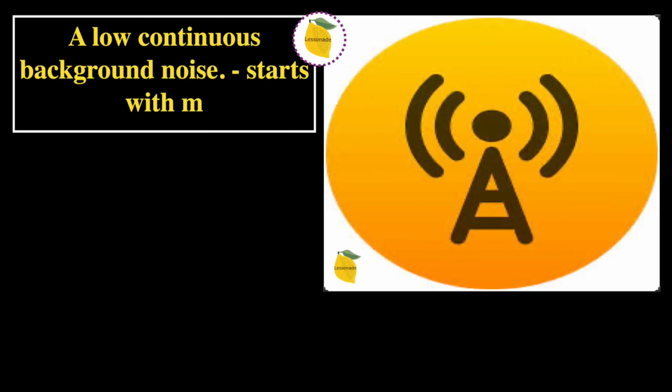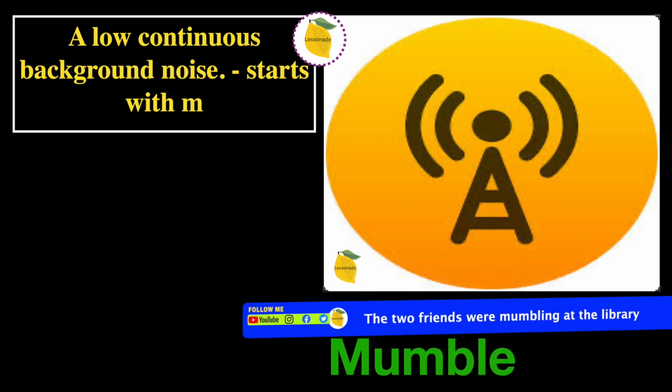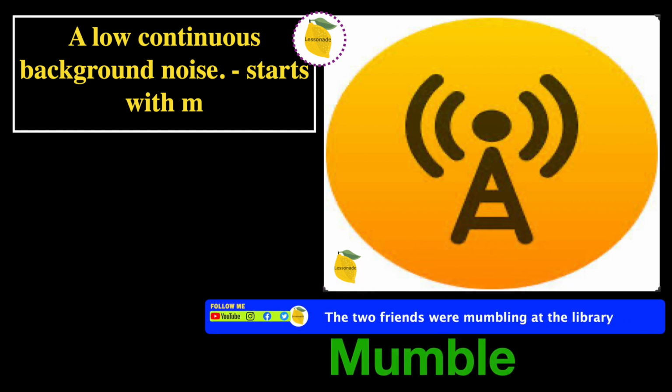A low continuous background noise starts with M. In this picture, we can see an object emitting noise. So therefore, the word will be mumble, and the sentence is the two friends were mumbling at the library.